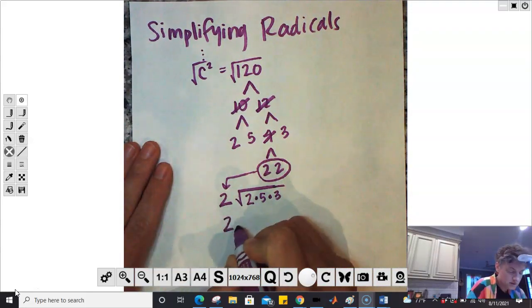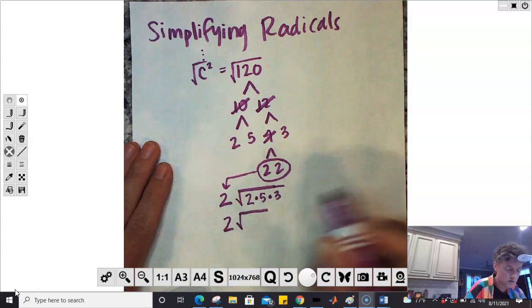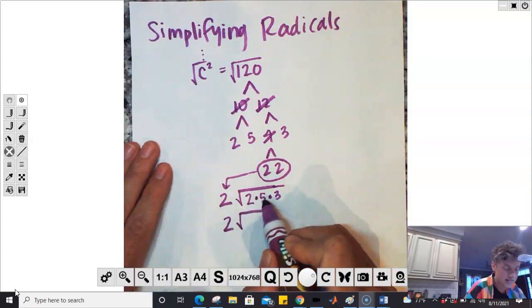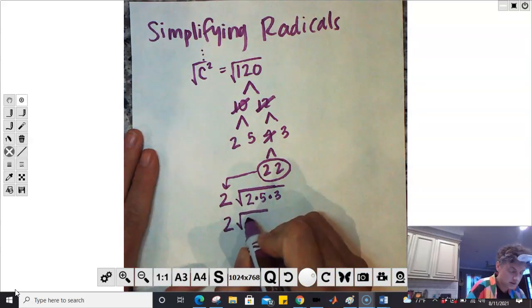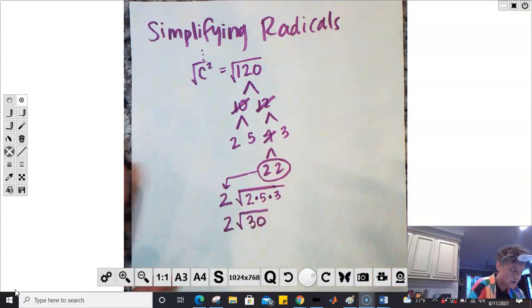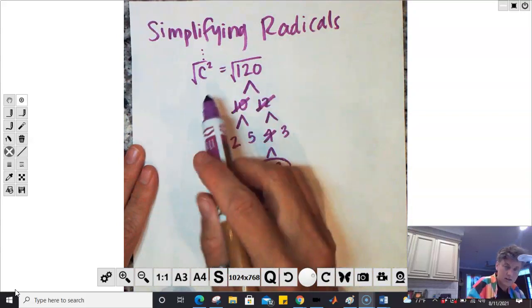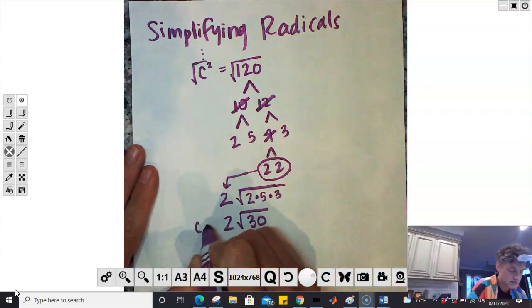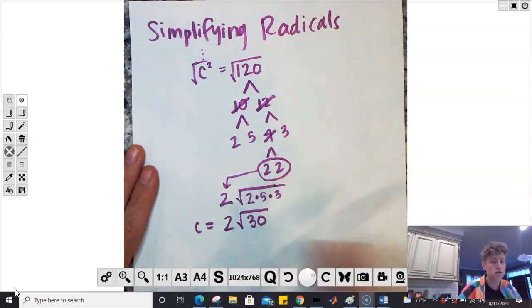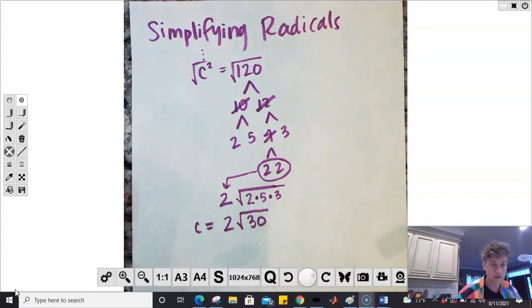So our final answer is going to be 2 square root of 2 times 5 is 10, 10 times 3 is 30. So our final answer here, if we were using the Pythagorean theorem and have gotten down to where we're looking for the answer to C, we would say C is equal to 2 square root of 30.